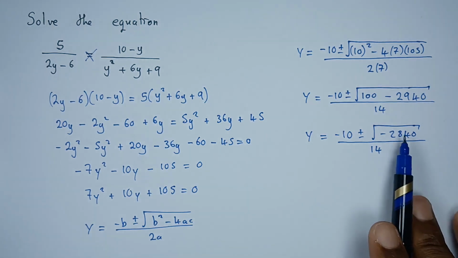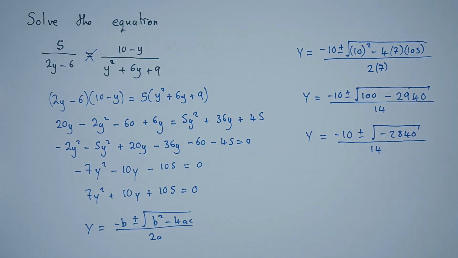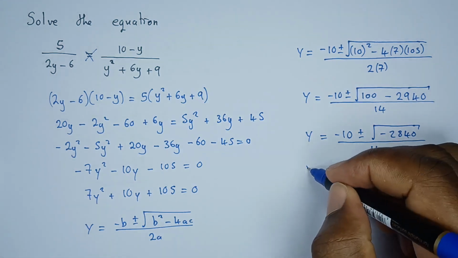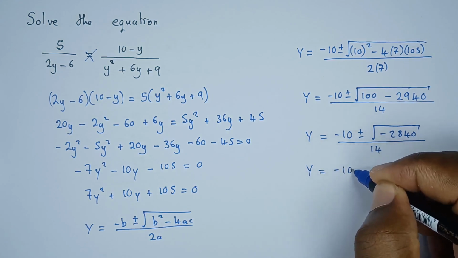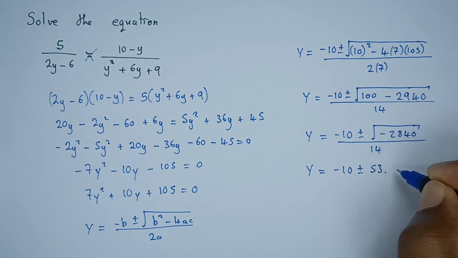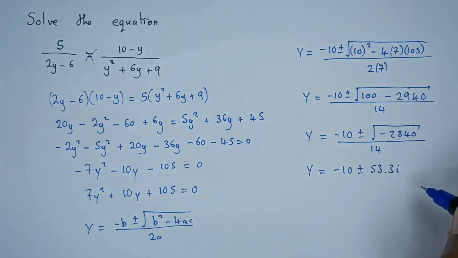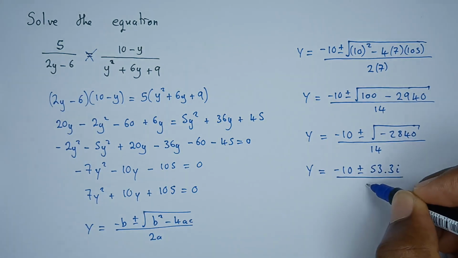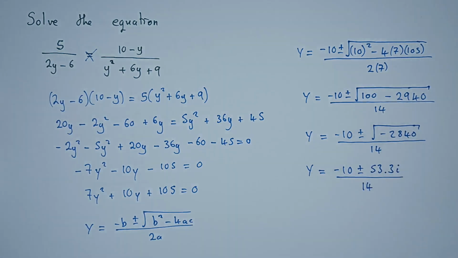So to find the square root of this particular number, we'll simply say the square root of 2,840 is 53.3. So y is equals to -10 plus or minus 53.3i, because now we've gone into imaginary numbers. So if that's the case, our answers will be complex, of which the first answer will be the positive, the other answer will be the negative.